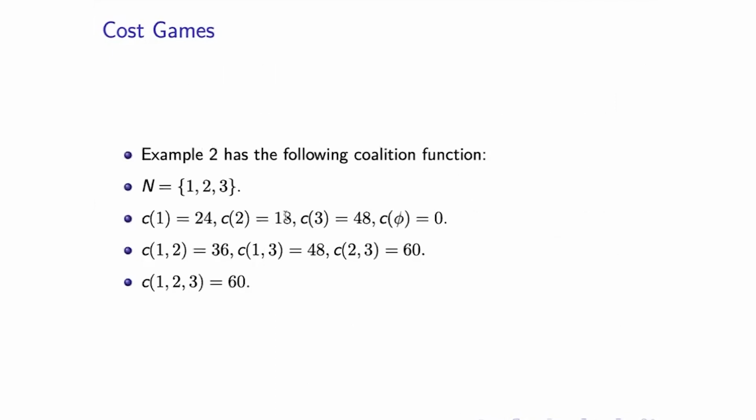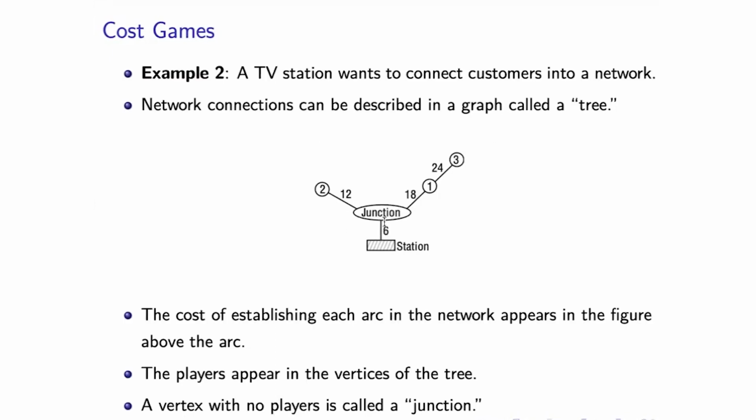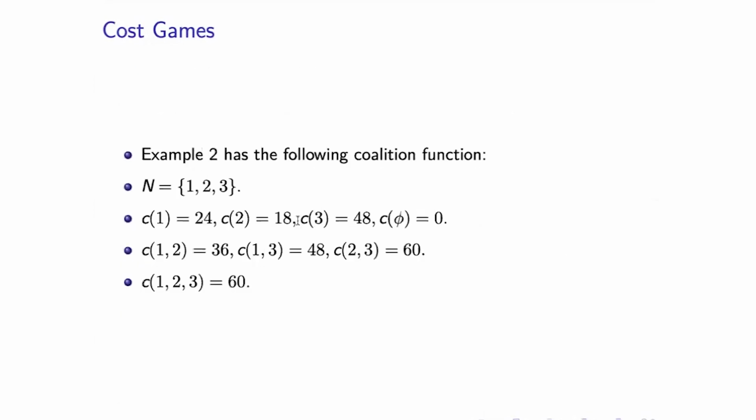What about C(2)? C(2) is 18. How do we see that here? You first build a connection between the station and the junction, and then a connection between the junction and node 2. The total cost is 6 plus 12 equal to 18. Similarly, what will be the cost if only 3 is connected to the station? That will be 6, the cost for the connection between the station and the junction, plus 18, the cost between junction and node 1, plus 24, the connection between node 1 and node 3. Note that you have to pass through node 1 in order to get to node 3. So you have to build these 3 different connections. Adding up, 6 plus 18 plus 24 is equal to 48, and this is the number that you see here.